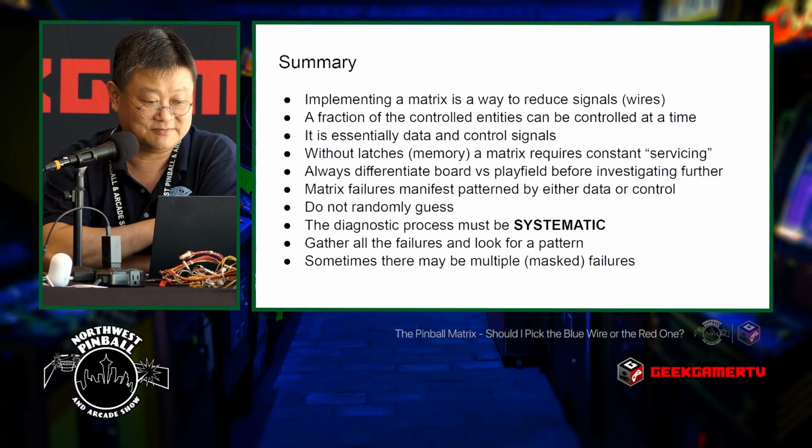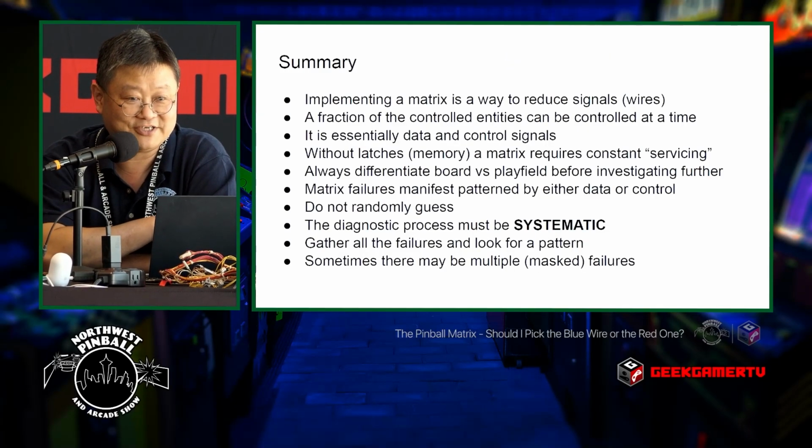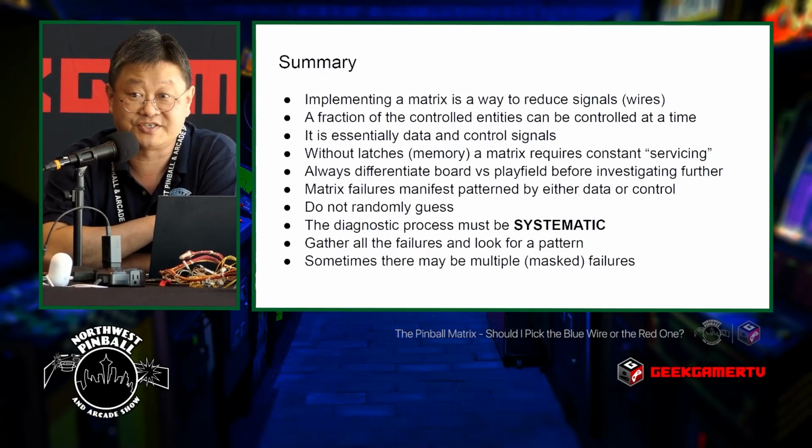And I've gotten through this one much quicker. So implementing a matrix is a way to reduce the number of signals. Again, 16 wires is better than 128. The consequence of that is that only a fraction of the controlled entities can be controlled at any one time. That is what multiplexing is.